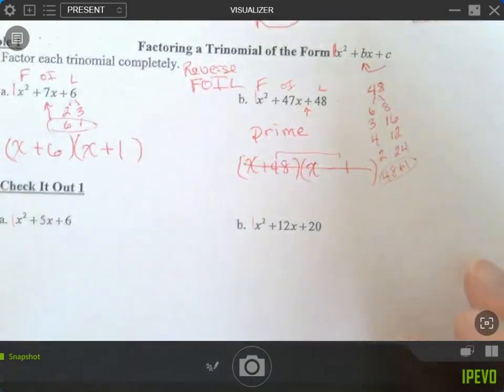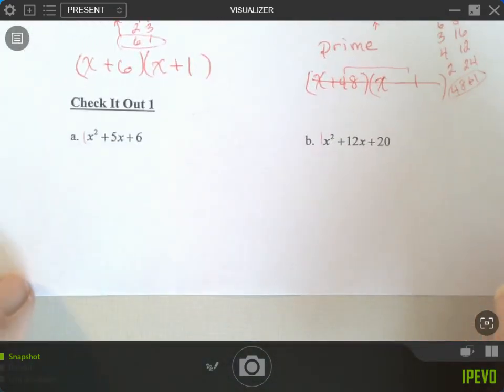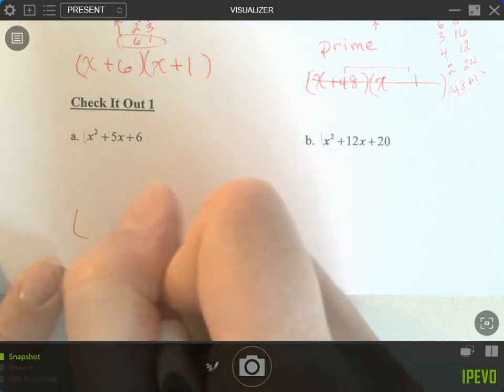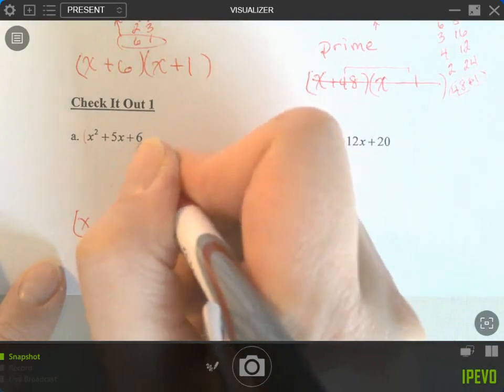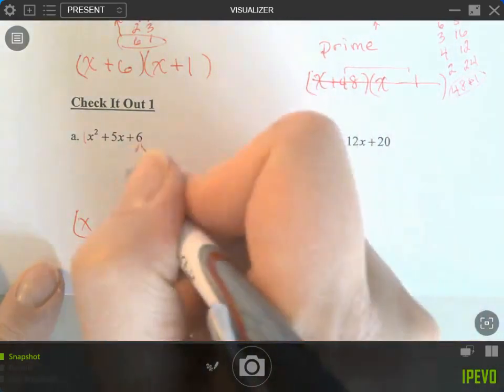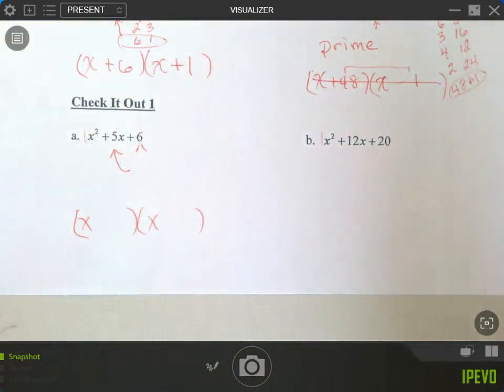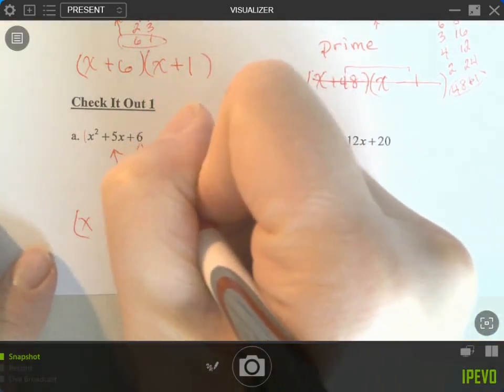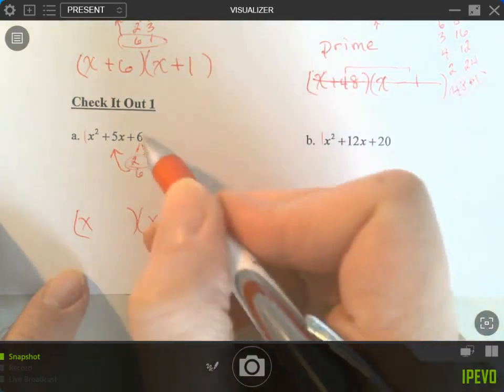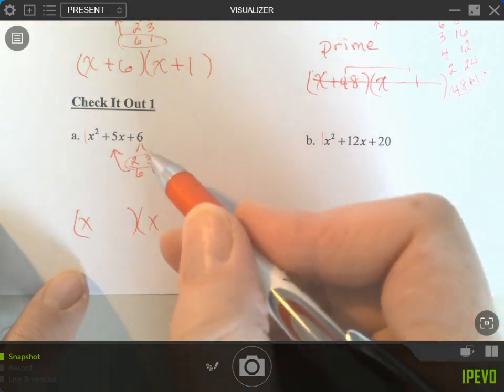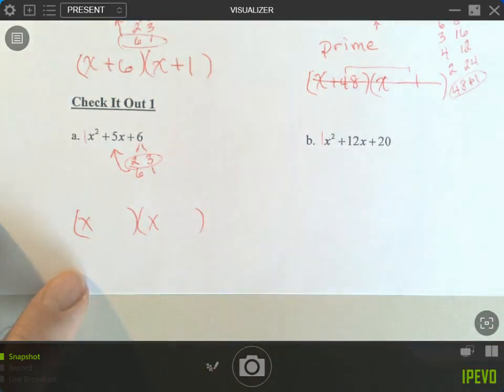All right, so take a minute and try the 2 check it outs. I think every one of you, leave a little room, 2 sets of parentheses, x and x, and then break down 6 and think about what would add up to 5. So that's how you're going to start it. So I was looking at 2 times 3 and 6 and 1. Now, if I already know that 2 times 3 multiplies to 6 and adds up to 5, I don't have to list everything else. But if I'm having trouble finding it, I do want to think about all the possibilities. It always seems like the one thing you skip is the one that it is.